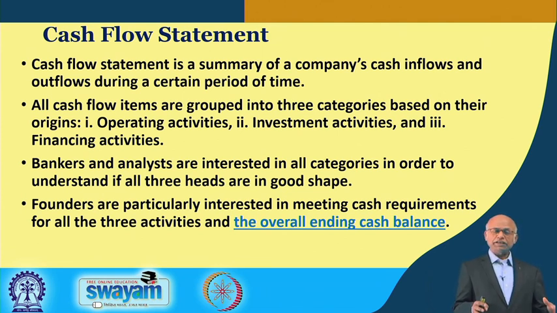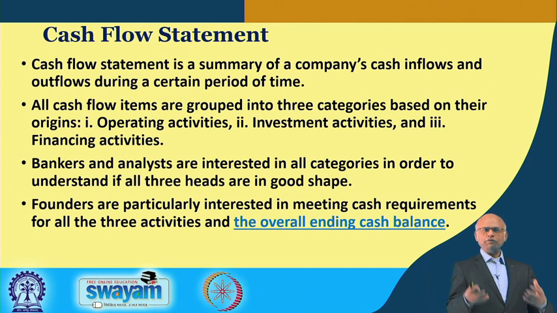The cash flow statement categorizes all the cash inflows and outflows into three different activities. One is operating activities, another is investment activities, and the third is financing activities. Operating activities, as the name suggests, are the cash flows that happen due to the operation of the main core business.